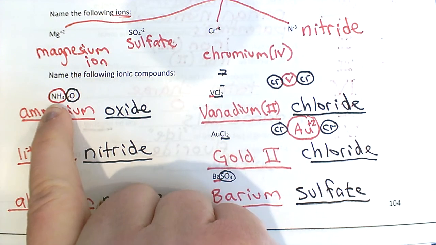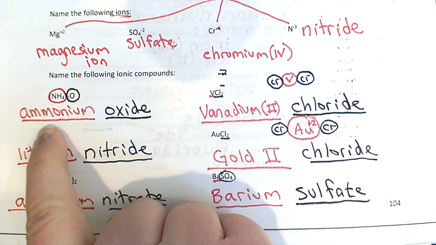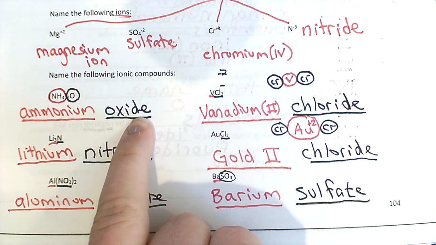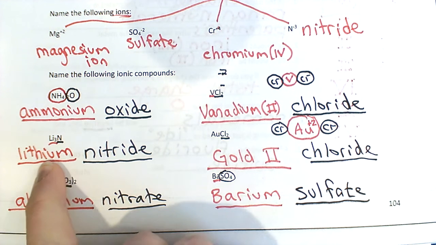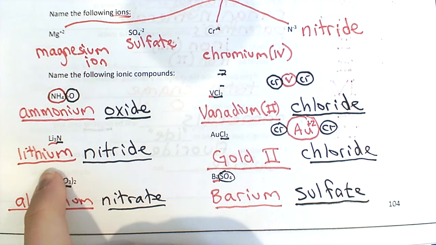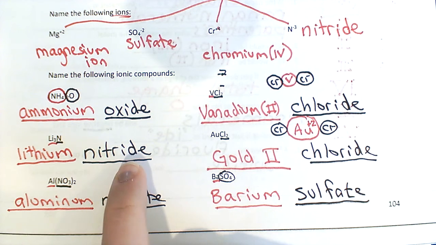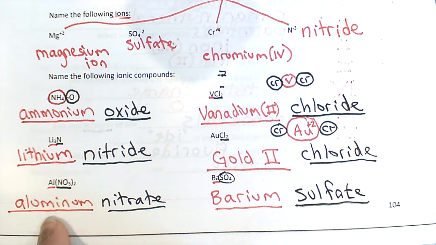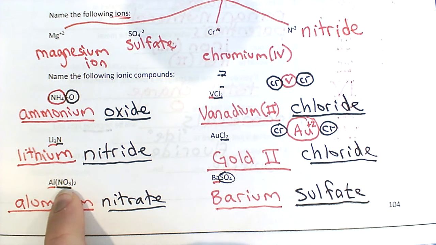So we have a polyatomic ion, its name's ammonium, and then oxygen, we change the ending to "ide." Lithium nitride. It's not a transition metal, so we just say lithium, but we do change the ending to "ide." Then we have aluminum, and then one with more than one element, so it must be off that polyatomic ion table: nitrate.